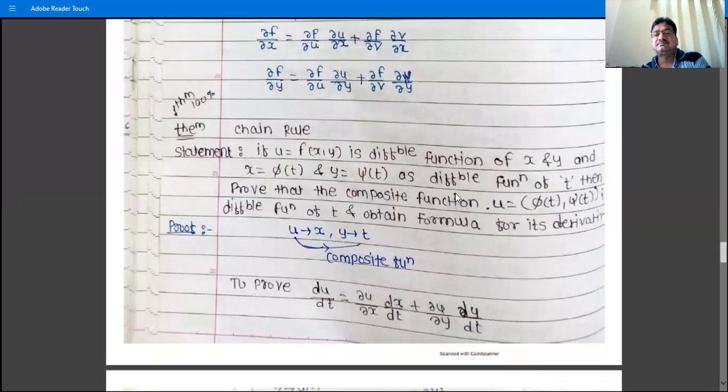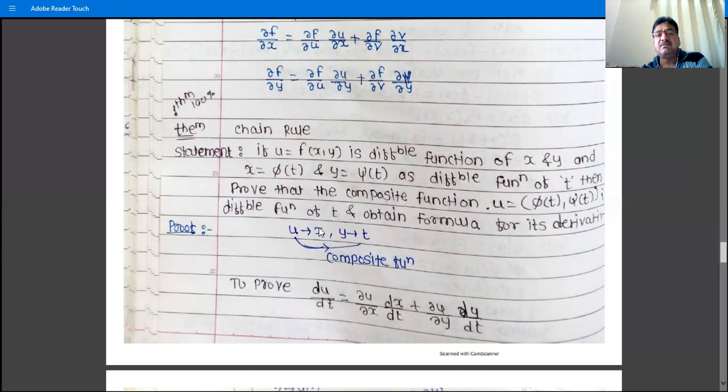And then, as a differentiable function of t, prove that the composite function u, now u is a function of t, u is equal to f of phi t, psi t. Here f is a differentiable function of x and y, and obtain the formula for its derivative. That is, we have to find the derivative of u with respect to t. This is what we have to prove.